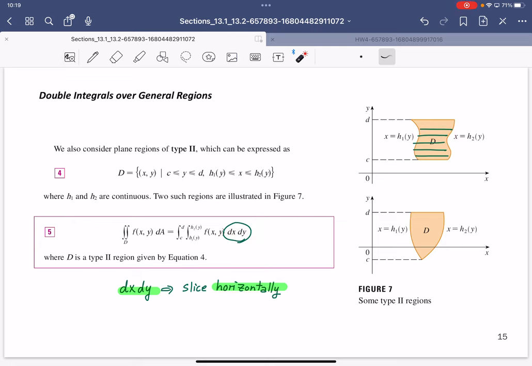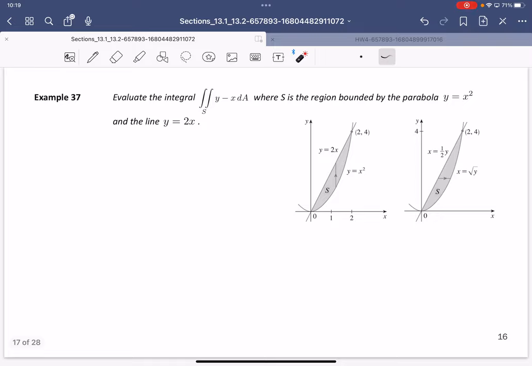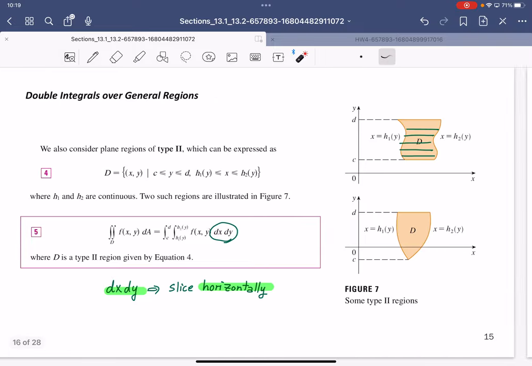We're going to take a look at examples to make sure you understand how to set up the integral in two dimensions. So let's go. Okay, this is the theory.